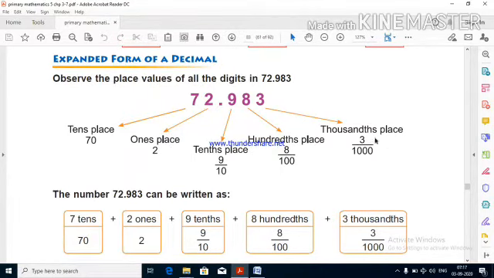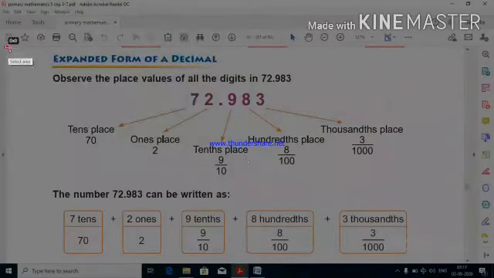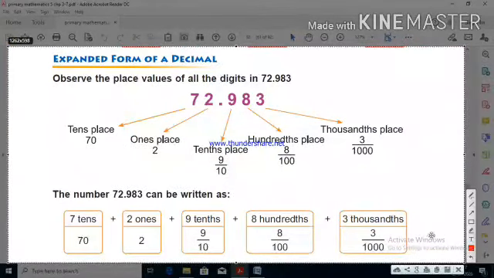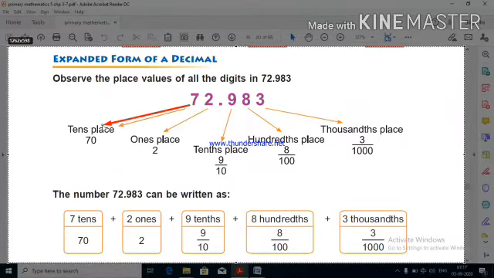Similarly, now we are taking one example to know it well. It is 72.983. So 7 is in the tens place, 2 is in the ones place, 9 is in the tenths place, 8 is in the hundredths place, and 3 is in the thousandths place.